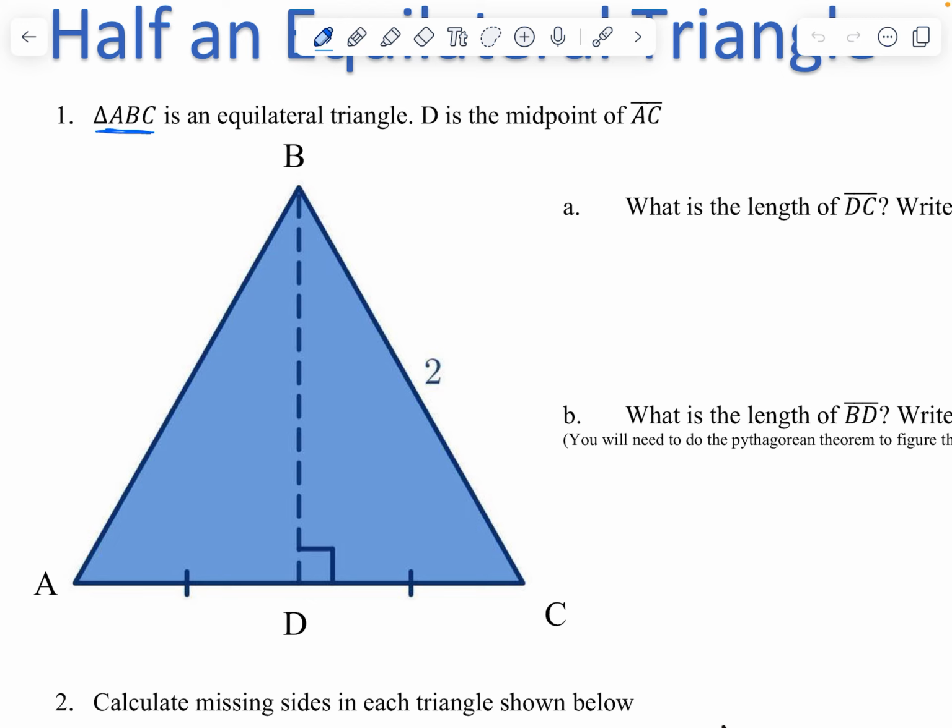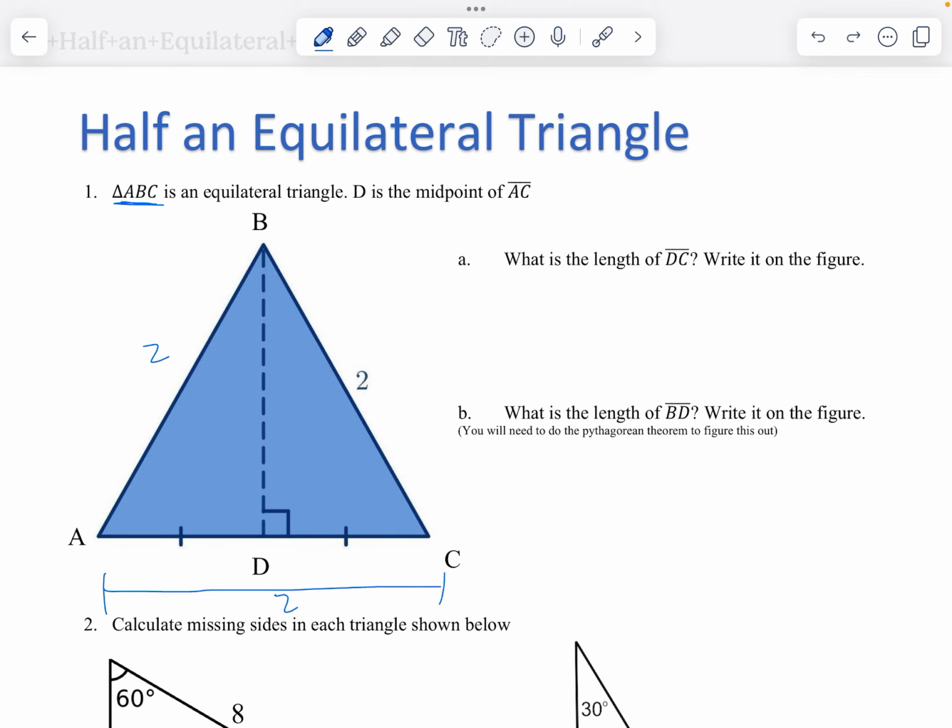So triangle ABC is an equilateral triangle. That means all of the side lengths are the same, which in this case is 2, which we can see from right here, okay? It also tells us that D is the midpoint of AC. So we can see these congruent marks right here. It says, what is the length of DC? Write it on the figure.